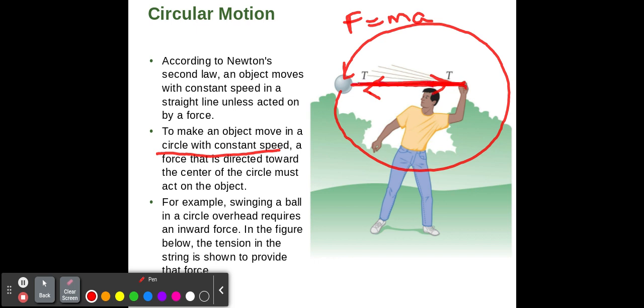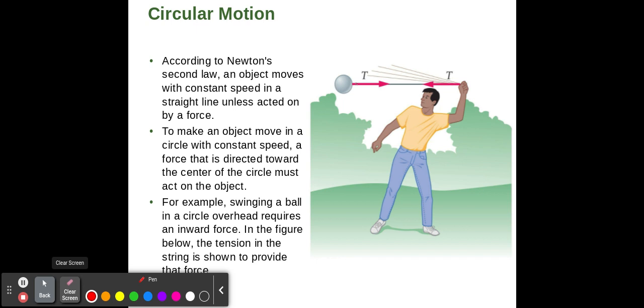As long as you're applying that same tension in the string, that ball is going to keep circling over your head, over your head, over your head. But if the tension in the string changes, then the path is going to change. The ball will fall, it'll go off in a straight line. It will not continue in the same path with the same speed.